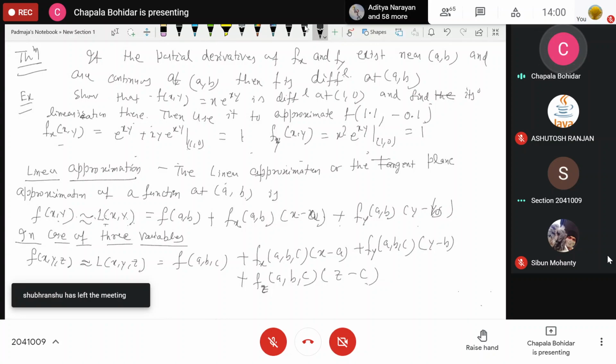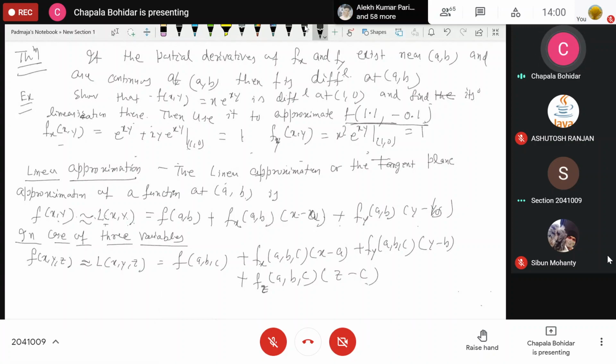The next part we'll do. I think time is over. Next part, you try yourself, find out the linearization. Then after that, I'll explain to you. I'll ask you what you get for the linearization here, L of xy. What do you get? Then after that, I'll explain this part.